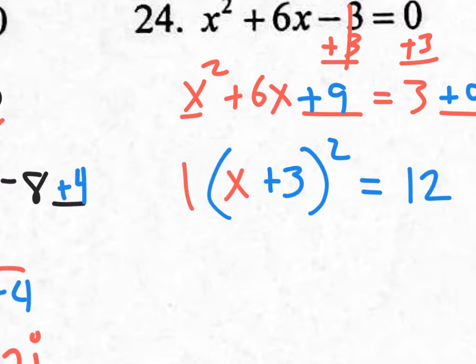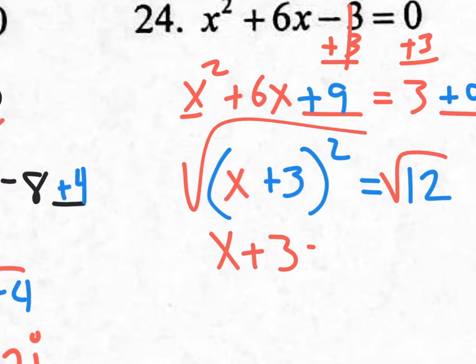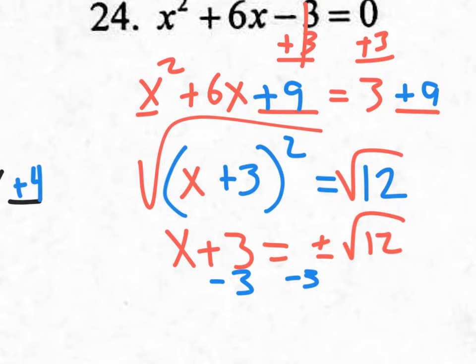So let's square root both sides now. You're going to have x plus 3 equals the square root of 12, but with the plus minus in front of it. And your final step will be to, actually not your final step, let's subtract 3. There's still more to it.